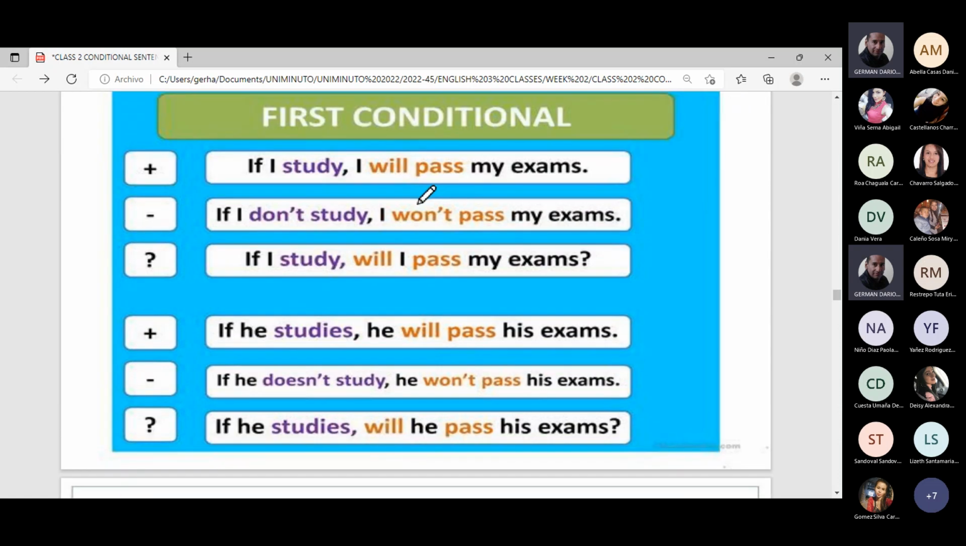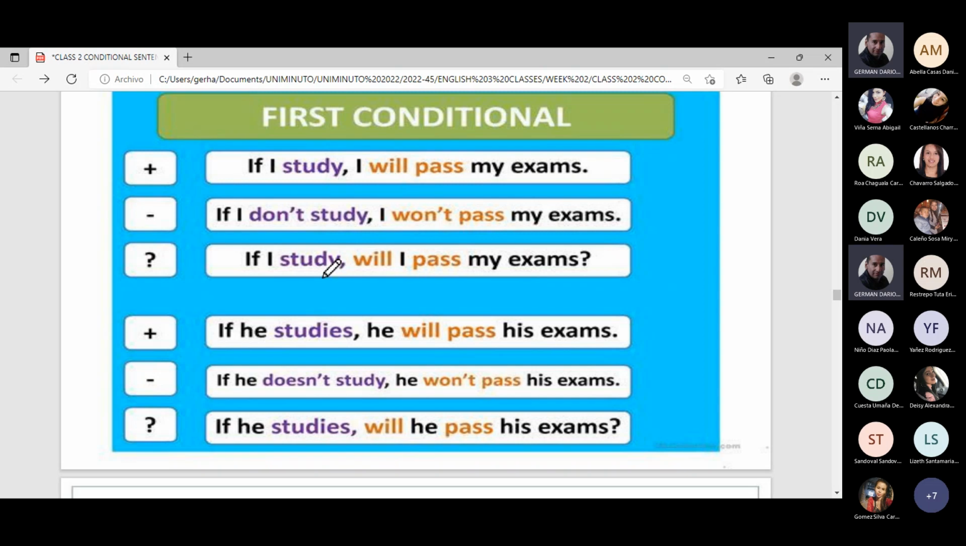Okay, I have some examples here. If I study, I will pass my exams. Okay, it's a probability. Si estudio, pasaré mis exámenes. Or it's possible in negative. If I don't study, I won't pass my exams. Si no estudio, pues no pasaré el examen. El condicional también puede ser negativo. Eso no lo vimos hace 8 días. It could be negative, both parts. It could be a question. Pay attention when the conditional is a question because sometimes it's difficult to analyze this. If I study, will I pass my exams?